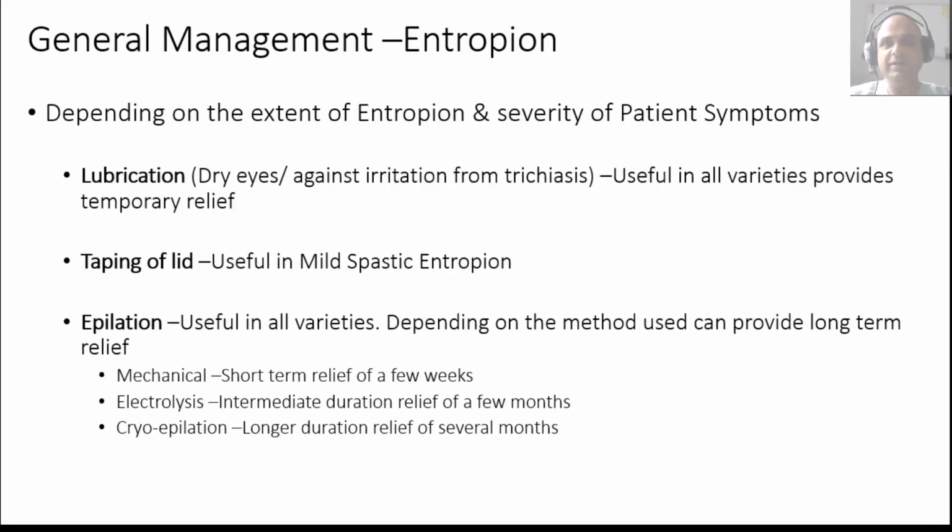Epilation is a very useful procedure in entropion because it helps you to get rid of those lashes, which form a very major component of irritation to the patient. So you can use mechanical, simply physically pulling them out. You can use an electrode to burn the root or the follicle, and also use cryo. Cryo provides the most long-term relief of the three methods listed here. There are other methods that can be used to do lash epilation.